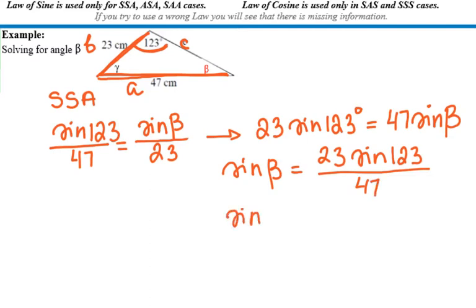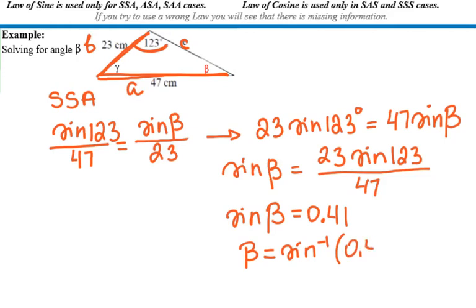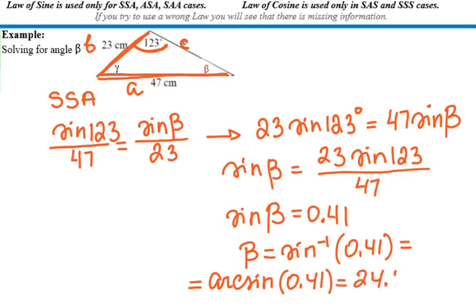Let me plug in the numbers and tell you what that is, and then we're going to use the inverse function to find what beta is equal to. So I got 0.41, but I need to find beta, the angle. So make sure that your calculator is in degrees because we need the angle in degrees. So beta is equal to arc sine, or sine with the inverse function, of 0.41, which gives me 24.2 degrees.